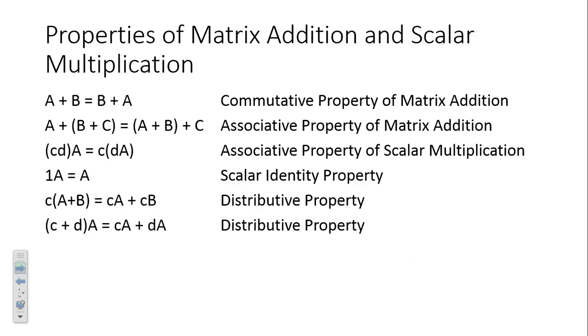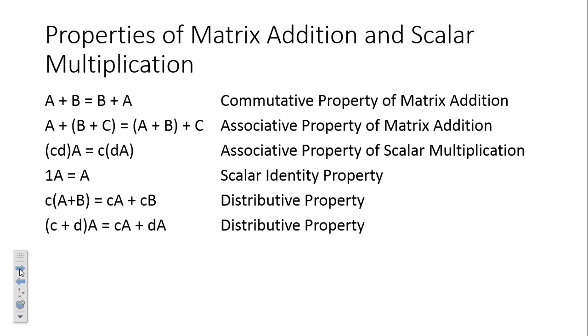Okay, here we go. So, properties of matrix addition and scalar multiplication. You don't have to write all this down if you don't want to. Note the similarities to what we have done in the past. If we have a matrix A plus a matrix B, we can switch the order and make it matrix B plus matrix A. Commutative property of matrix addition. Commutative property of addition in regular algebra. Same thing holds for the matrix addition.